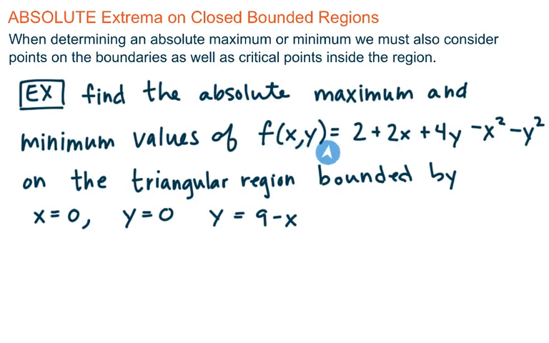So in this case, my multivariable function, 2 plus 2x plus 4y minus x squared minus y squared, is bounded on a triangular region by x equals 0, y equals 0, and y equals 9 minus x. So the first thing we are going to do here is visualize that triangular region. So it's in quadrant 1, and then we've got this diagonal line. So we've got this point here, I'll call this B, (0, 9). Call this guy A, (9, 0), and then we have our origin O.